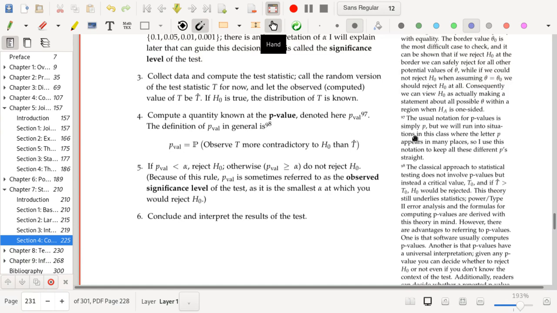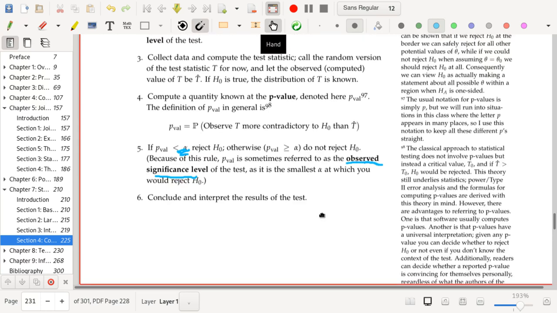All right, so what does it mean then? What is our threshold for ridiculousness? Well, it's our number alpha. If our p-value is less than our number alpha, we've basically said, okay, the test statistic we saw is too ridiculous to keep the null hypothesis, so we're going to reject the null hypothesis. If this is not the case, then you don't reject the null hypothesis. Because of this rule, we sometimes call the p-value the observed significance level of the test, as it is the smallest alpha at which you would reject the null hypothesis, or similarly, the largest alpha for which you would not reject the null hypothesis.